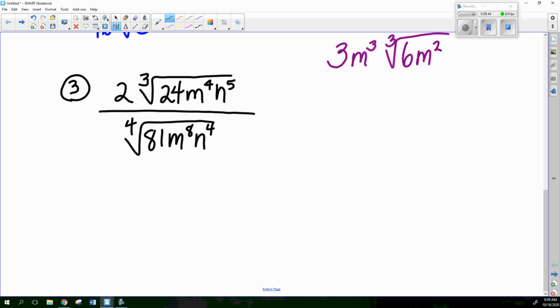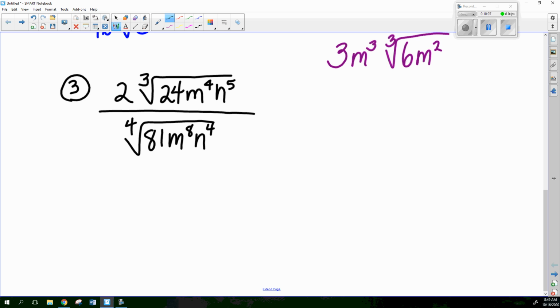What's wrong with this one? They're not the same index. They don't have the same index, so I cannot divide right away. I can only divide the ones that have the same index. So in this case, I actually need to simplify first. And then maybe I'll have stuff in front that I can put together.